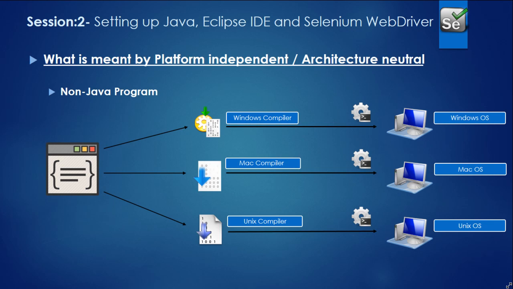Same procedure needs to be reapplied to all of the platforms, for example Unix or any other platform. The summary is that a non-Java program needs to be recompiled each time for each platform on which it is intended to run. Now, let's see how a Java program overcomes this problem.